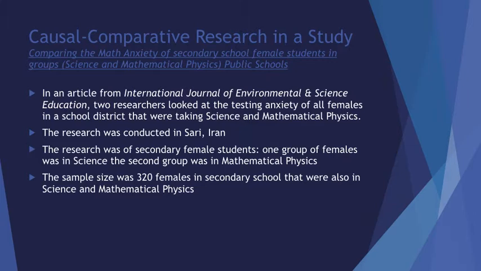In the article, the two researchers were looking at testing anxiety of all females in one specific school district. The research was conducted in Iran. The research was only of secondary female students. One group was in science classes, and then the second group was in mathematical physics classes. The sample size was around 320 females in secondary school.